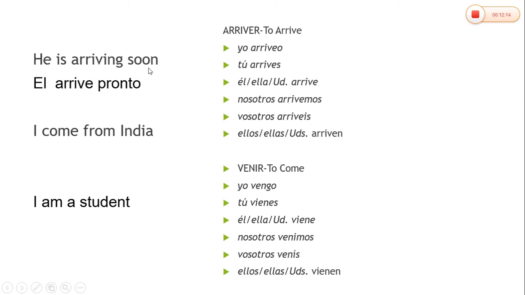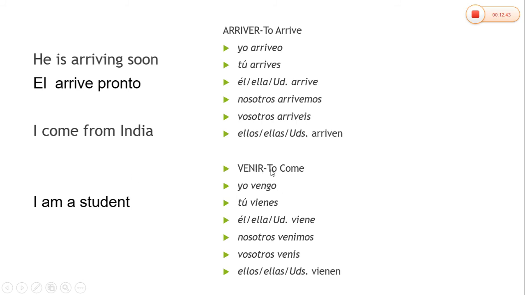So for he arrives soon: llegar is the verb for to arrive. So you can see the conjugation here. It will become él llega pronto. Él llega pronto. You can see the third person category. So that's how it came. Pronto is soon.